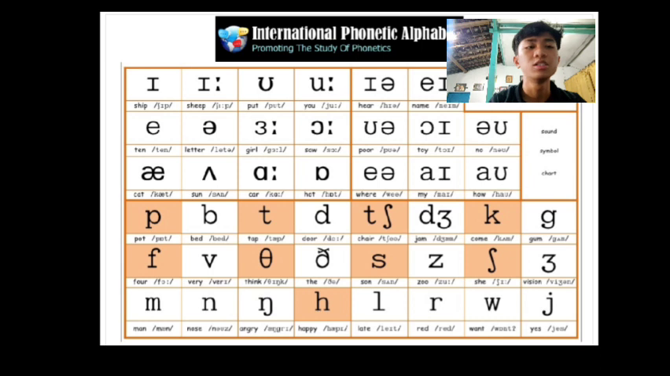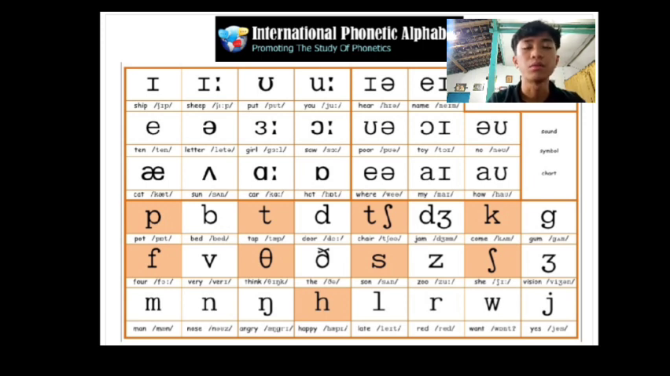Next, ch sound, for example, chair. Okay. Next, J sound, for example, jam. Okay. Next, K sound, for example, cam. Okay. Next, G sound, for example, come.